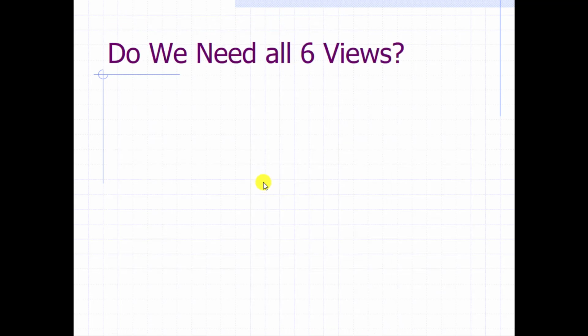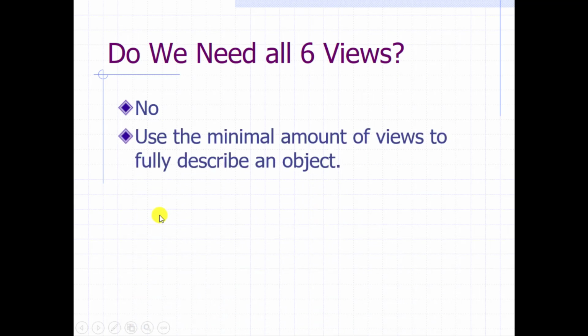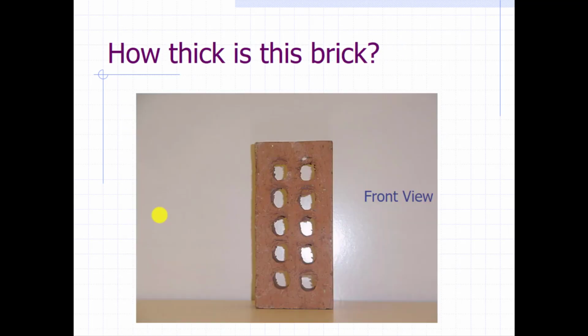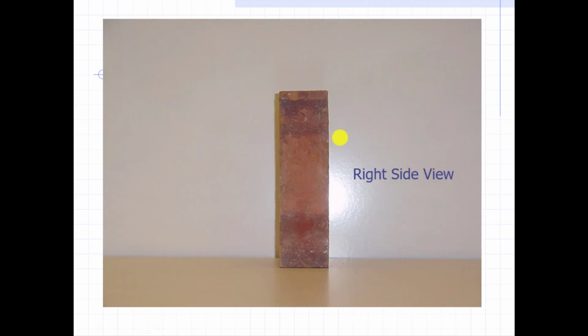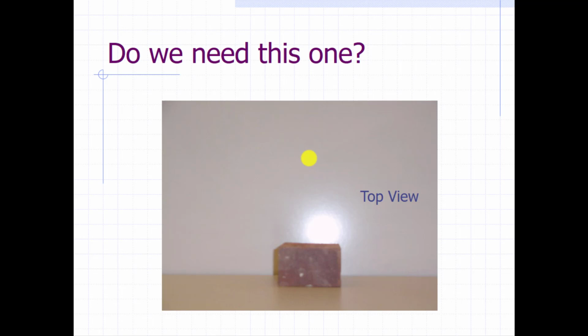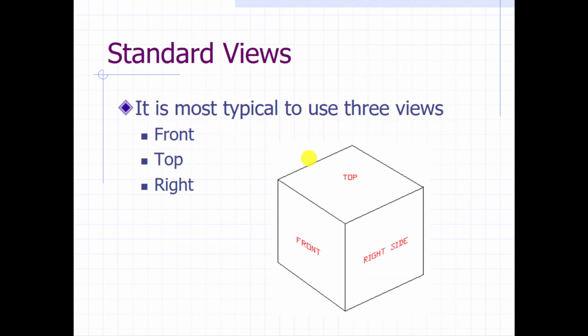So the question then becomes, do we need all 6 of these views? And the answer is no. We use the minimal amount of views that we need to describe an object. So we have a brick here, and we can see that we have 2 dimensions. Our height is displayed in the front view, and the width is displayed in the front view, but we don't know how deep it is. And depth is shown in the side view, and depth is also shown in the top view. So our standard views are top, front, and right side.